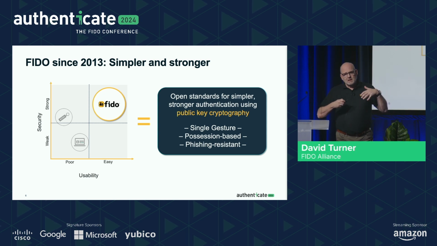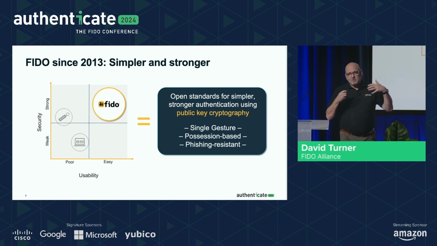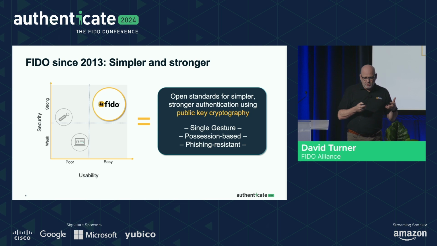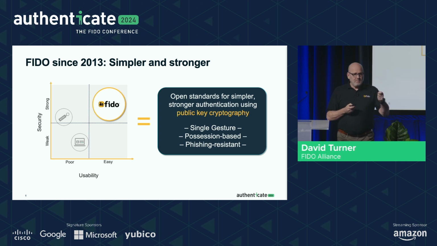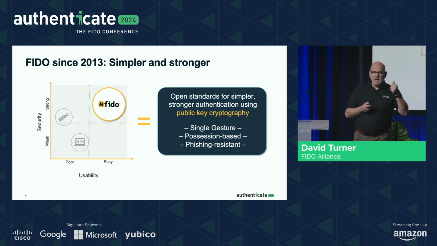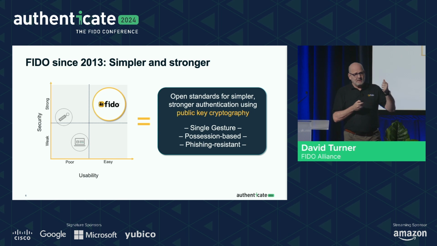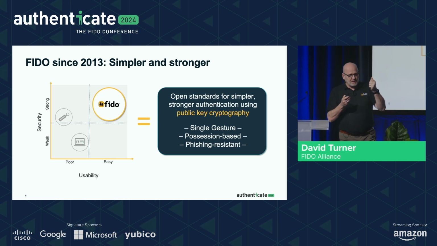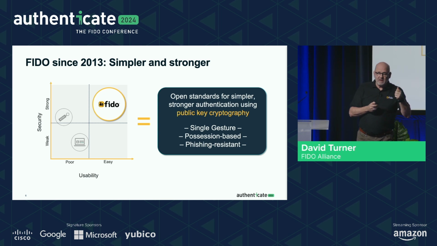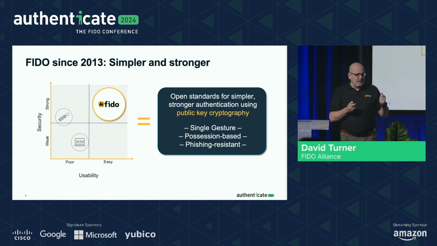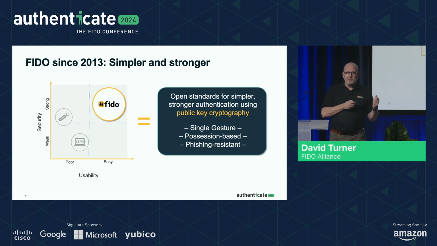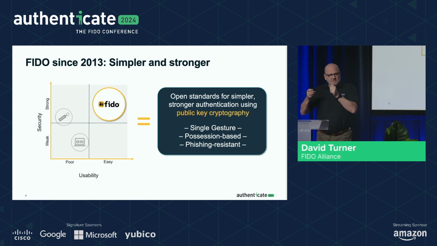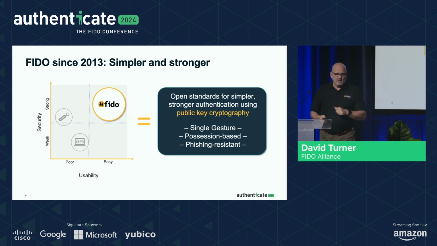So our goal was to come up with a model that required just a single gesture. It was generally possession-based, so it was something that was in the hands of the user, which helps protect against remote types of attacks, because in order to authenticate, you've got to have the thing with you, and of course, being phishing resistant. This has been our goal from the beginning, and it's still the fundamental basis on which we've built everything since we started.